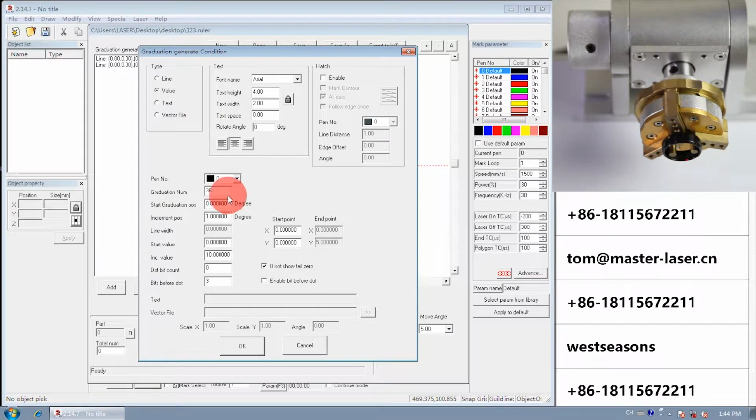Value. Graduation number equals 6. Increment position equals 60 degree. Increase value equals 60. Start point Y equals 4.